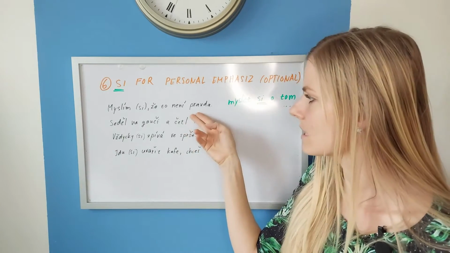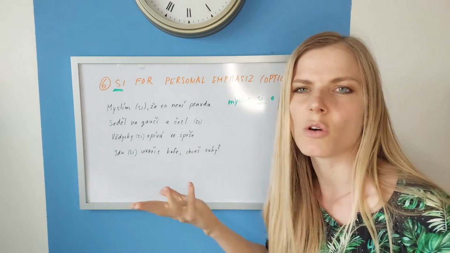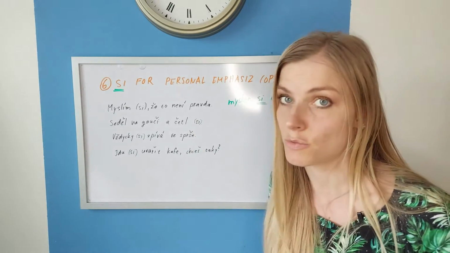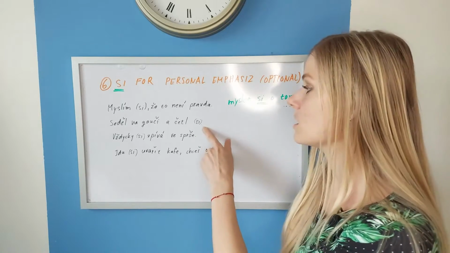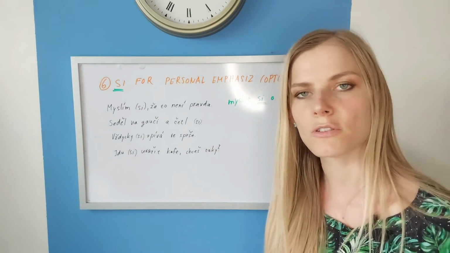If we leave out si, it's also fine, but it looks like it would be missing something almost. Četl si. It's more natural. So it is natural to use si in this case because he read for himself. It was his enjoyable personal time.